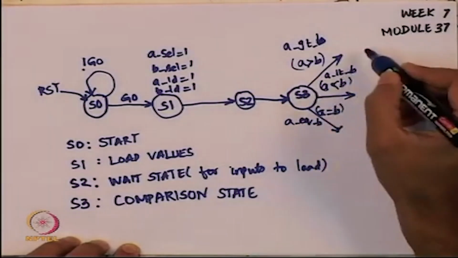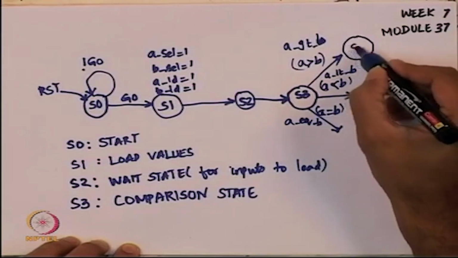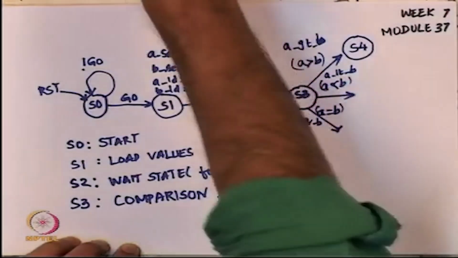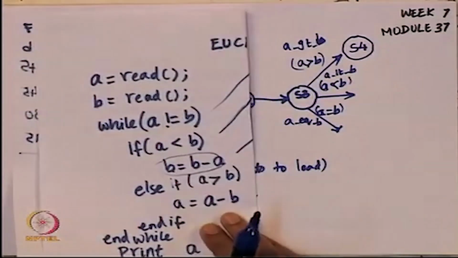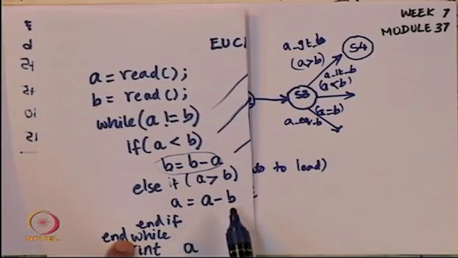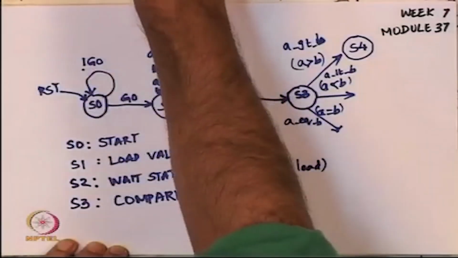So, when A is greater than B, what I am going to do is I am going to go to a state called S4, and what is this state supposed to do? Let us go back and look at the algorithm. If A is greater than B, A equals A minus B. Now, let us look at the data path.